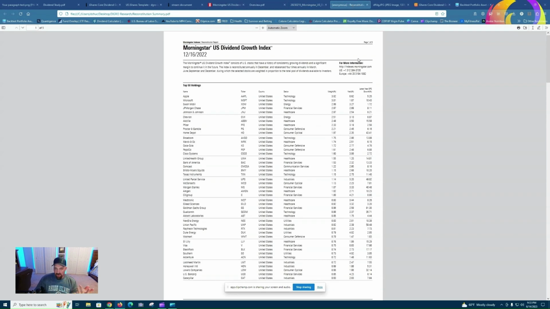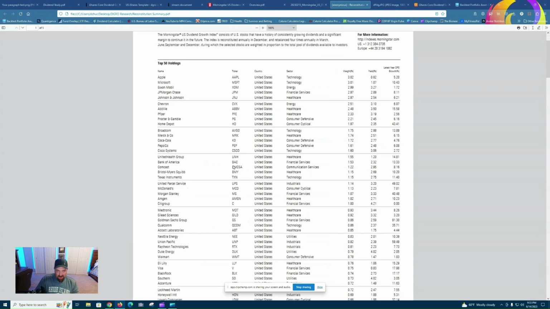So here's the current holdings from the last reconstitution, which was last December. A lot of the reconstitutions are at the end of the year. So you can see, they don't have like Altria, Verizon. You don't have those typical ones. So they basically get all the winners. I mean, you got all the normal.